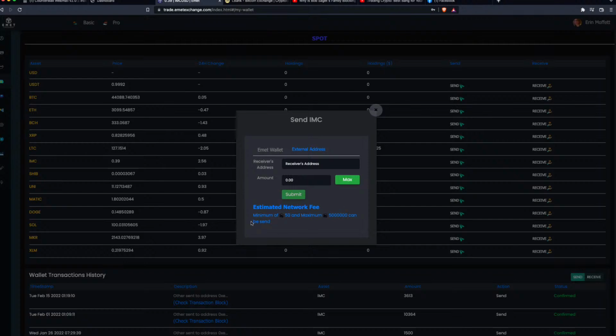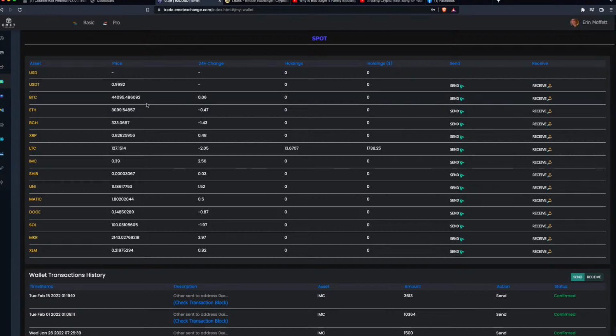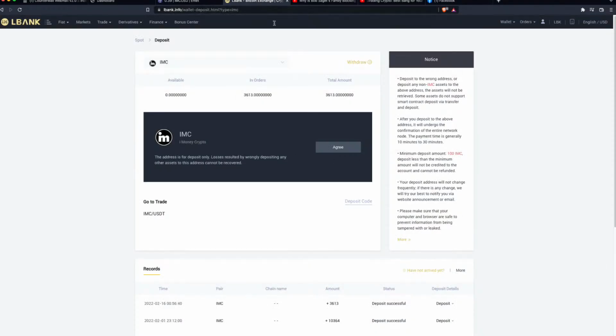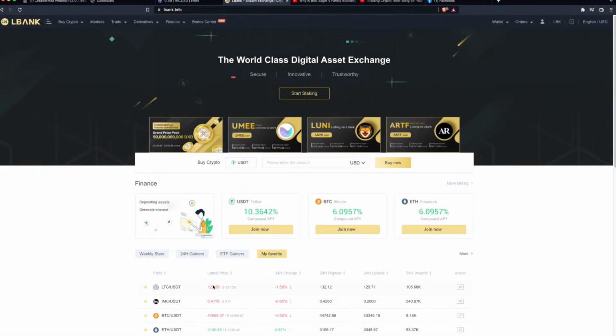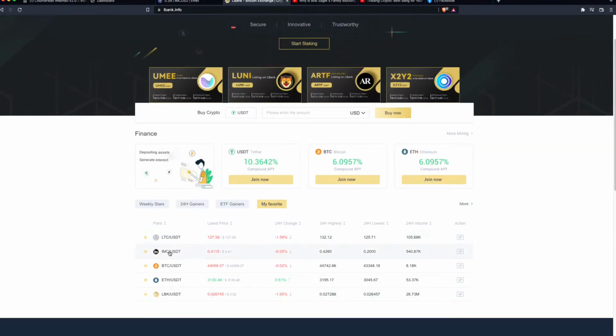And then I submit it, and it doesn't charge you hardly anything. It's a flat rate to send from EMET to LBank. So you don't want to just send little bits at a time. If you send 10,000 tokens, it's still a 20 token fee. If you send 500 tokens, it's still a 20 token fee. So it's a pretty low fee to send from EMET over to LBank. Then once it's in there, you can find it, go to your favorites, which I picked IMC as a favorite.